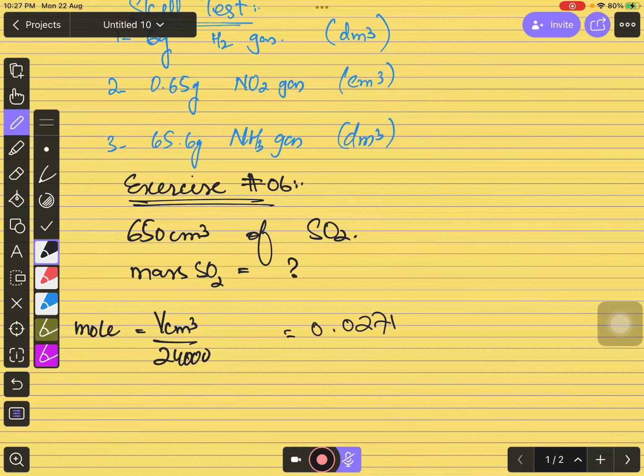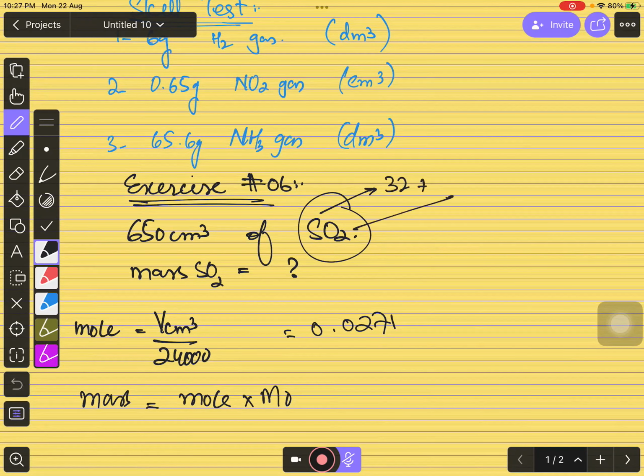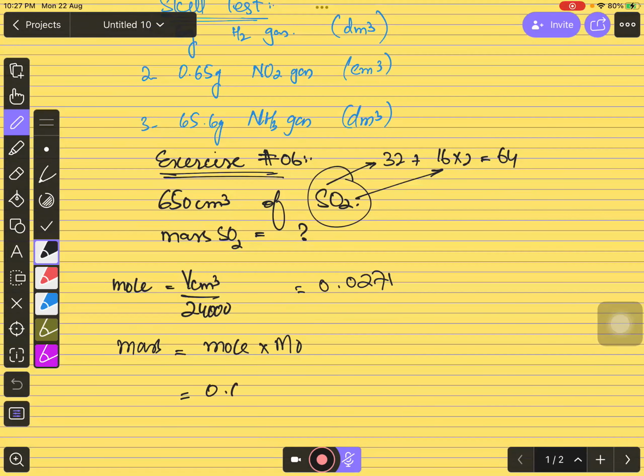Right now we can find out the mass as well. If you want to find out the mass, it is moles into Mr, right? And what is the Mr of sulfur dioxide? Sulfur is 32 plus oxygen is 16 into 2, so it will give you 64, right? So we need to multiply moles with 64. It will give us the mass of the substance. So 64, and it will give us 1.73 grams, right kids?